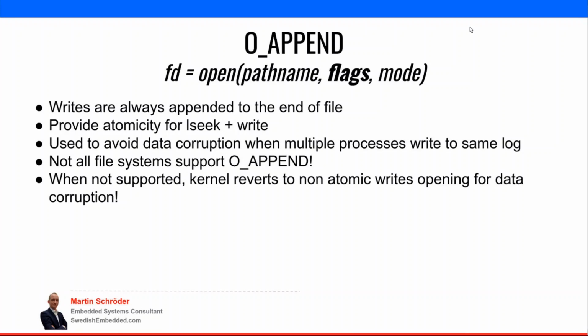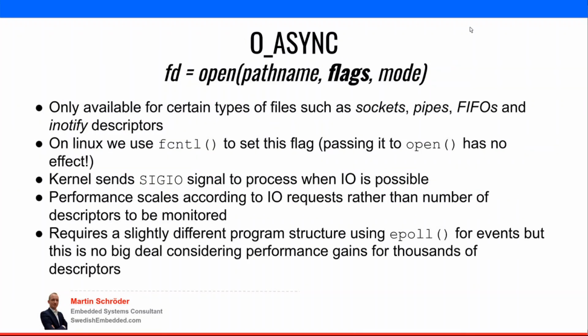Now, next on the list, we have the option for asynchronous opening of a file. Now, this is only available on certain types of files, like sockets, pipes, queues, and inotify descriptors. I'm not going to be discussing inotify descriptors in this presentation, but they're basically used to notify the application of changes to regular files. But sockets, pipes and FIFOs are typical file descriptors for which it is useful to use async. And on Linux, we use the fcntl call to set the flag.